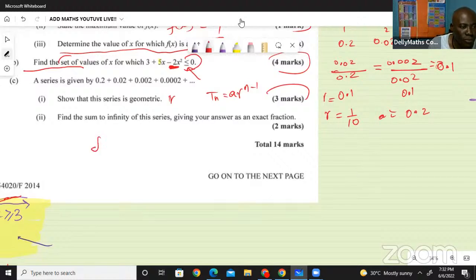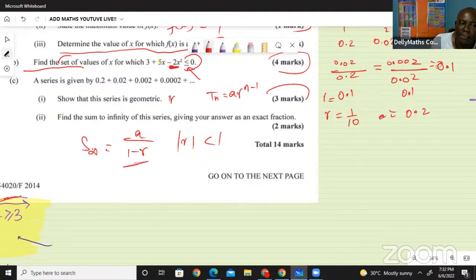So the sum to infinity, let me just write what it is, is equal to a over 1 minus r. When r is less than 1, it's set like this. But if r is greater than 1, you put the r in front under here. So in this case, r is less than 1, so it's at the back, all right? So we're using this to find the sum to infinity.